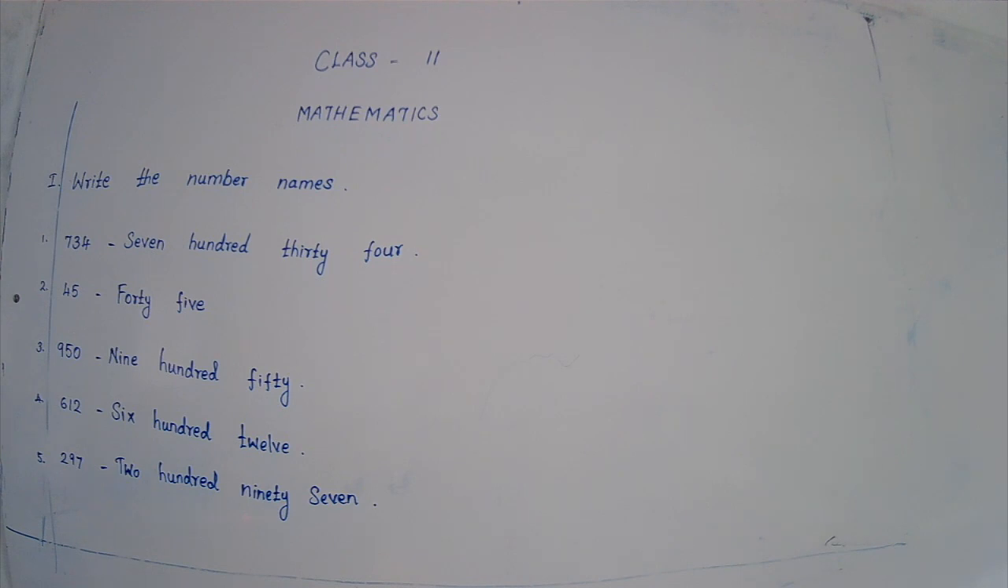950. NINE, 9. HUNDRED, 100. FIFTY, 50. 950. 612. SIX, HUNDRED, 100. TWELVE, 12. 612. 297. TWO, 2. HUNDRED, 100. NINETY, 90. SEVEN, 97.